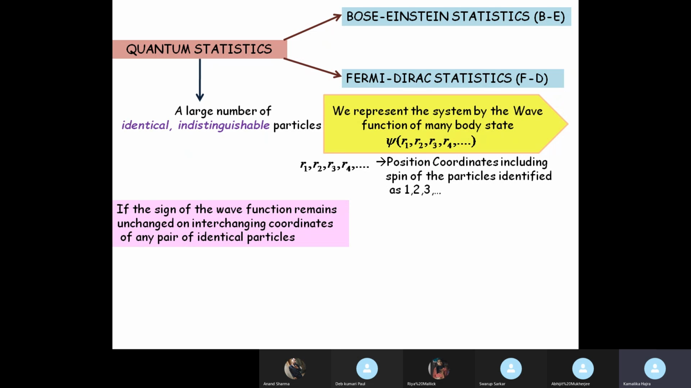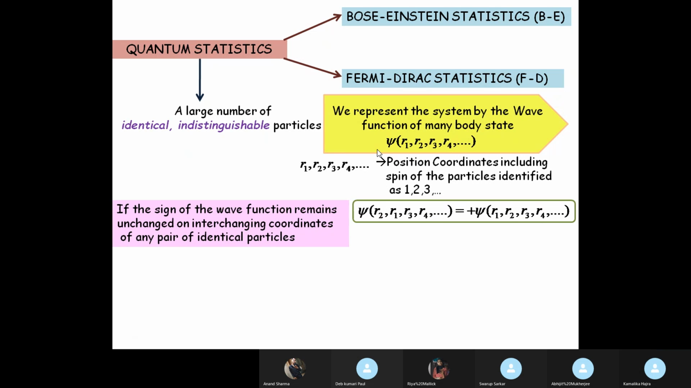Now if the sign of the wave function remains unchanged on interchanging the coordinates of any pair of identical particles, this is the wave function. If you interchange the coordinates of say R2 and R3, you bring the third particle here and the second particle there, so you interchange their coordinates. If on doing that, the sign of the wave function remains unchanged.